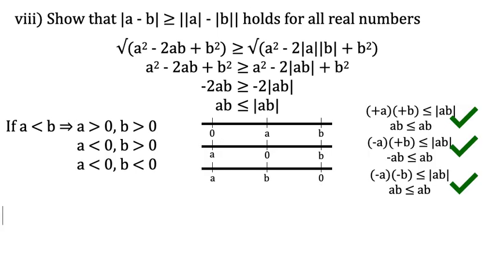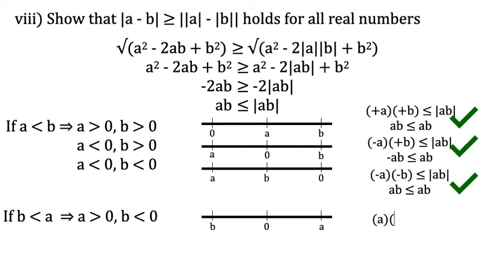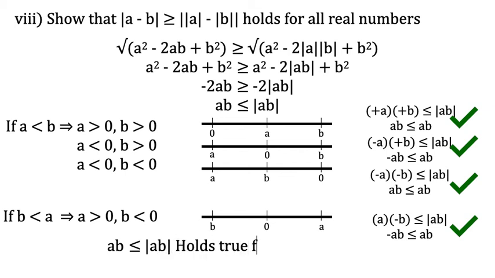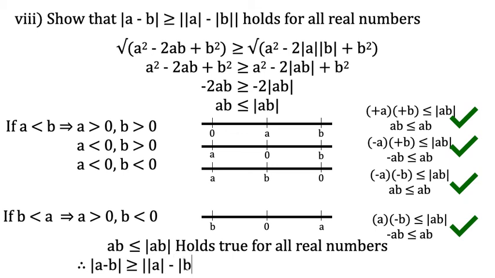We can also examine one more case, where if b is less than a, implying that a is greater than 0 and b is less than 0, meaning a is positive and b is negative. This would give us positive a times negative b is less than or equal to the absolute value of a times b, which would again give us negative ab is less than or equal to ab. So, a times b is less than or equal to the absolute value of a times b holds true for all real numbers. Therefore, the absolute value of a minus b greater than or equal to the absolute value of a minus the absolute value of b also holds true for all real numbers.